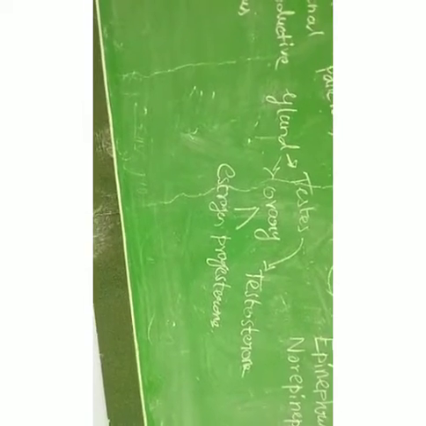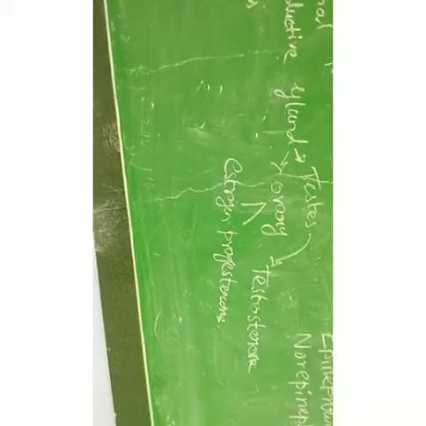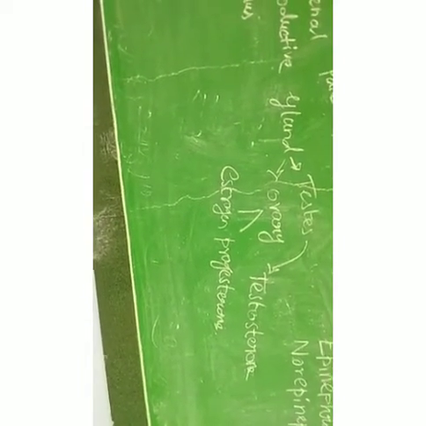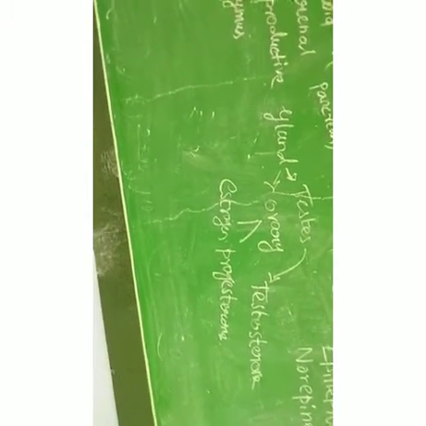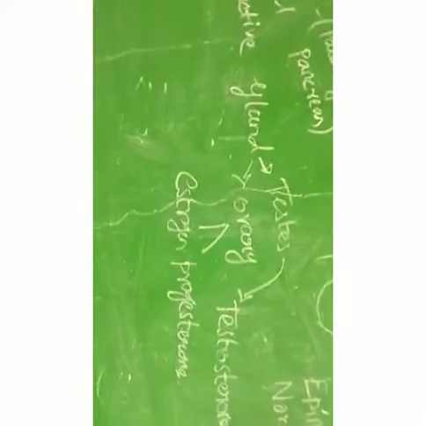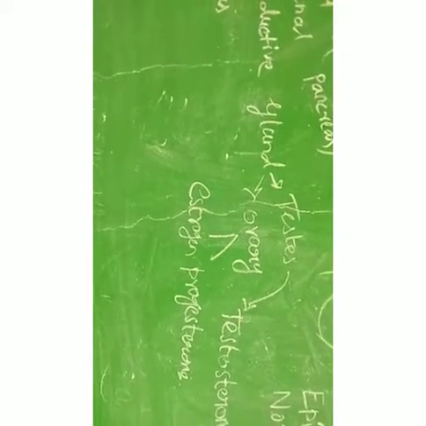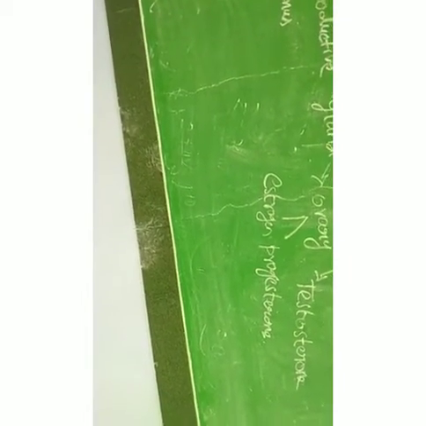Next we go to the ovary. It is a female gonad located in the pelvic cavity of the abdomen. The ovary secretes two types of hormone. One is estrogen and the other is progesterone. Estrogen is produced by Graafian follicle cells, and progesterone is produced by the corpus luteum.